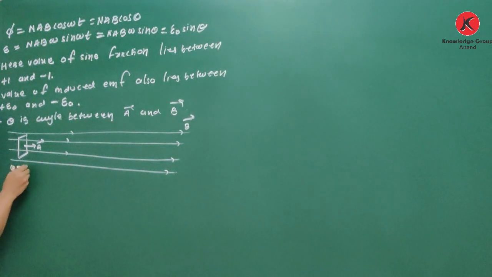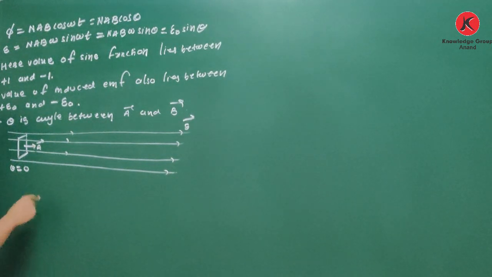When theta is equal to 0, because A and B are in the same direction. The coil is such that the area vector is in the direction of the magnetic field. So theta is equal to 0. And if theta is equal to 0, then how to write?